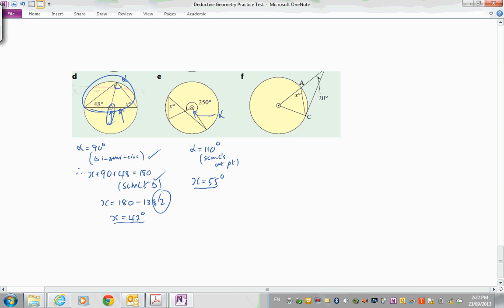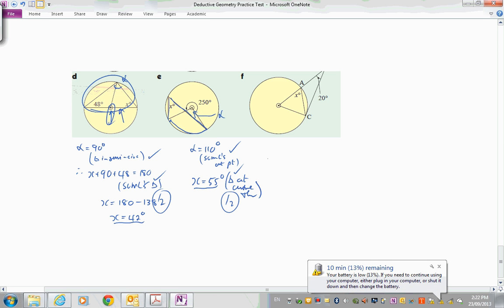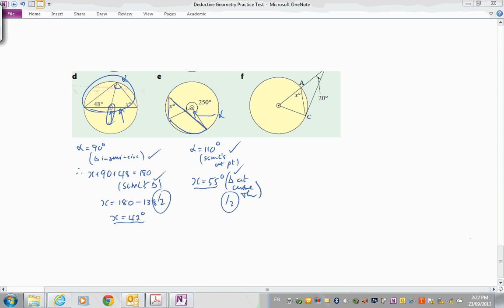Why? Because alpha is the angle at the centre, sitting on that arc, and x is the angle at the circumference, sitting on the same arc. So this is the angle at centre theorem. Okay, so we've only got 2 marks for that one. These are more going back to the basic theorems. Let's have a look now and see what we can do with this last one.